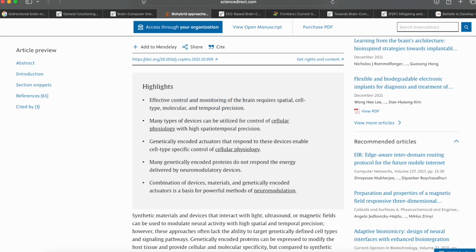Many types of devices can be utilized for control of cellular physiology with high spatiotemporal precision. Genetically encoded actuators that respond to these devices enable cell type specific control of cellular physiology. Many genetically encoded proteins do not respond to energy delivered by neuromodulatory devices. Combination of devices, materials, and genetically encoded actuators is a basis for powerful methods of neuromodulation.